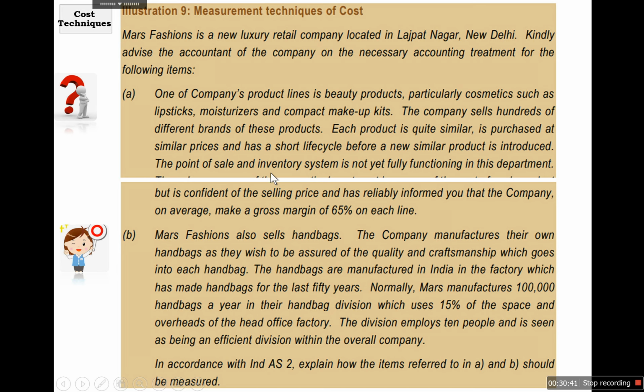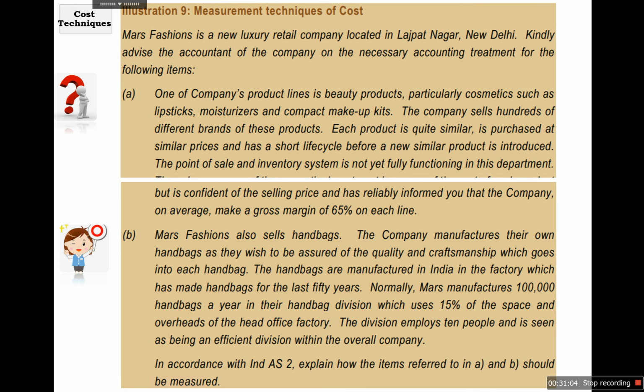The point of sale and inventory system is not yet fully functioning in this department, but the chief of selling price has reliably informed you that the company on average makes a gross margin of 65% on each case. So in this case, as the inventory system is not fully functioning and it is difficult to actually calculate the NRV of the product, Ind AS 2 gives an option for the retail method to be used. So here the retail method can be used.